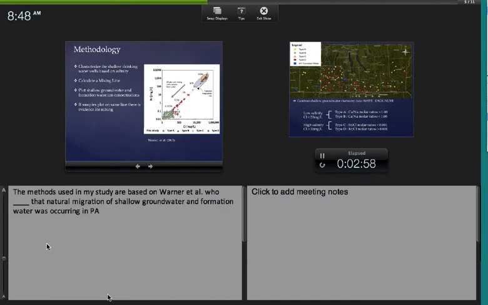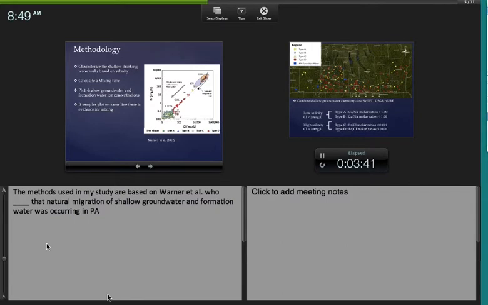So for this study, what I did was I looked at a paper that came out of Warner et al. 2012. And so he looked at Pennsylvania, where hydraulic fracturing is already occurring. And he looked at the bromide concentrations versus the chloride concentrations. So you have bromide on the y-axis and chloride on the x-axis. And what he did is he calculated a mixing line. So if you take your shallow groundwater samples that have very low salinity, and then you take your formation waters, which have very high salinity, and then you say, well, if I mix this amount of formation water with this amount of groundwater, what percentages would I get? And you create a mixing line.